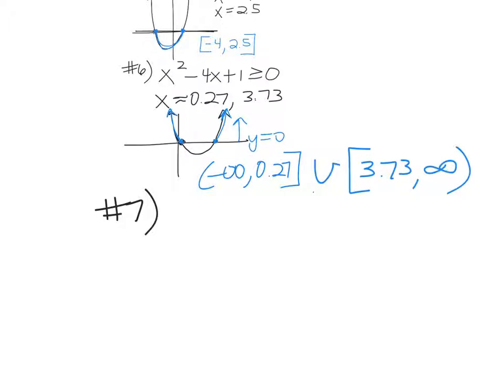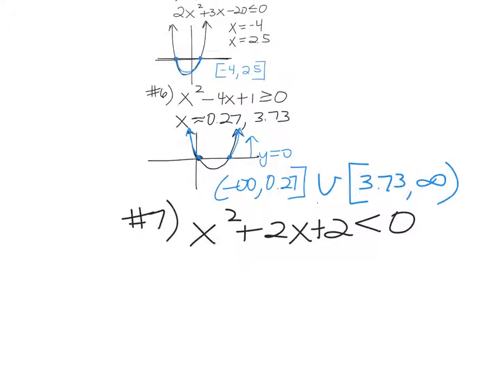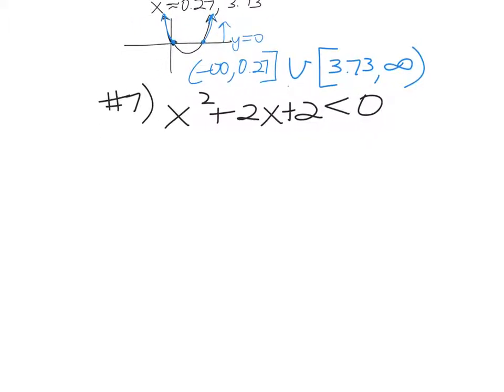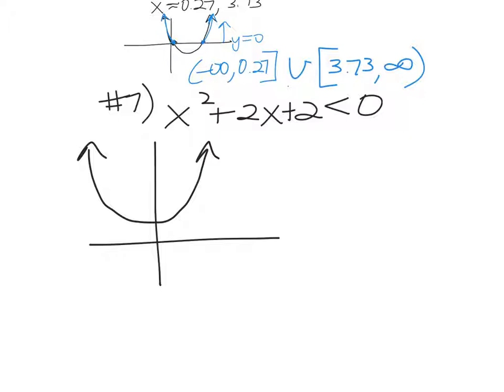X squared plus 2x plus 2, and I want to find out where that is less than 0. All right, here's my special case. There's 2 special cases. I graphed this on my calculator just now. You don't need to. Let me show you what it looks like. We don't have to be very accurate because you'll see right away what's going to happen. This one goes through a y-intercept of 2, and it looks like that.